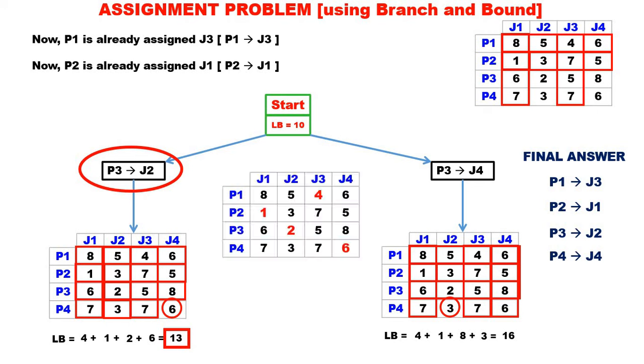So what is the cost of this assignment? Yes. P1 to J3 it is 4. P2 to J1 it is 1. P3 to J2 it is 2. P4 to J4 it is 6. So what is the total cost? 13. Total cost is 13. Yes. This is the final answer. The total cost is 13. That's all. The assignment problem is solved.